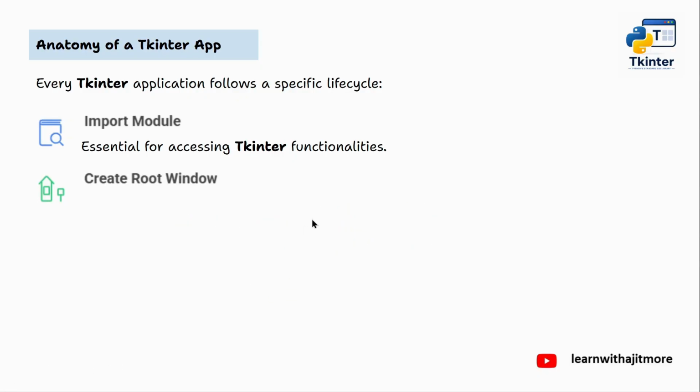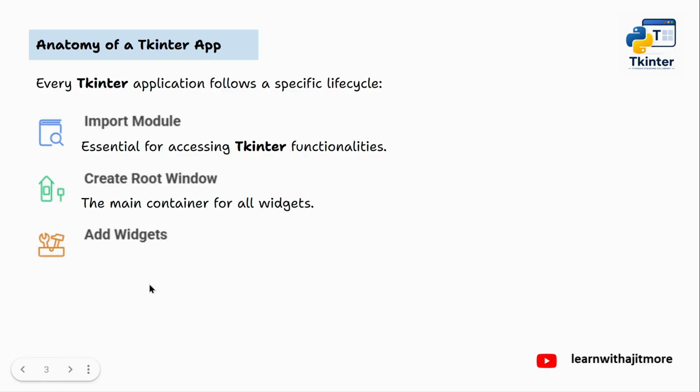So how to do it? I'll tell you. Okay. So who is your root window? The main container for all widgets. Whatever widgets you are going to create, a button, an entry, a label, all those widgets you will add in this main window. Okay. After that, add the widgets.